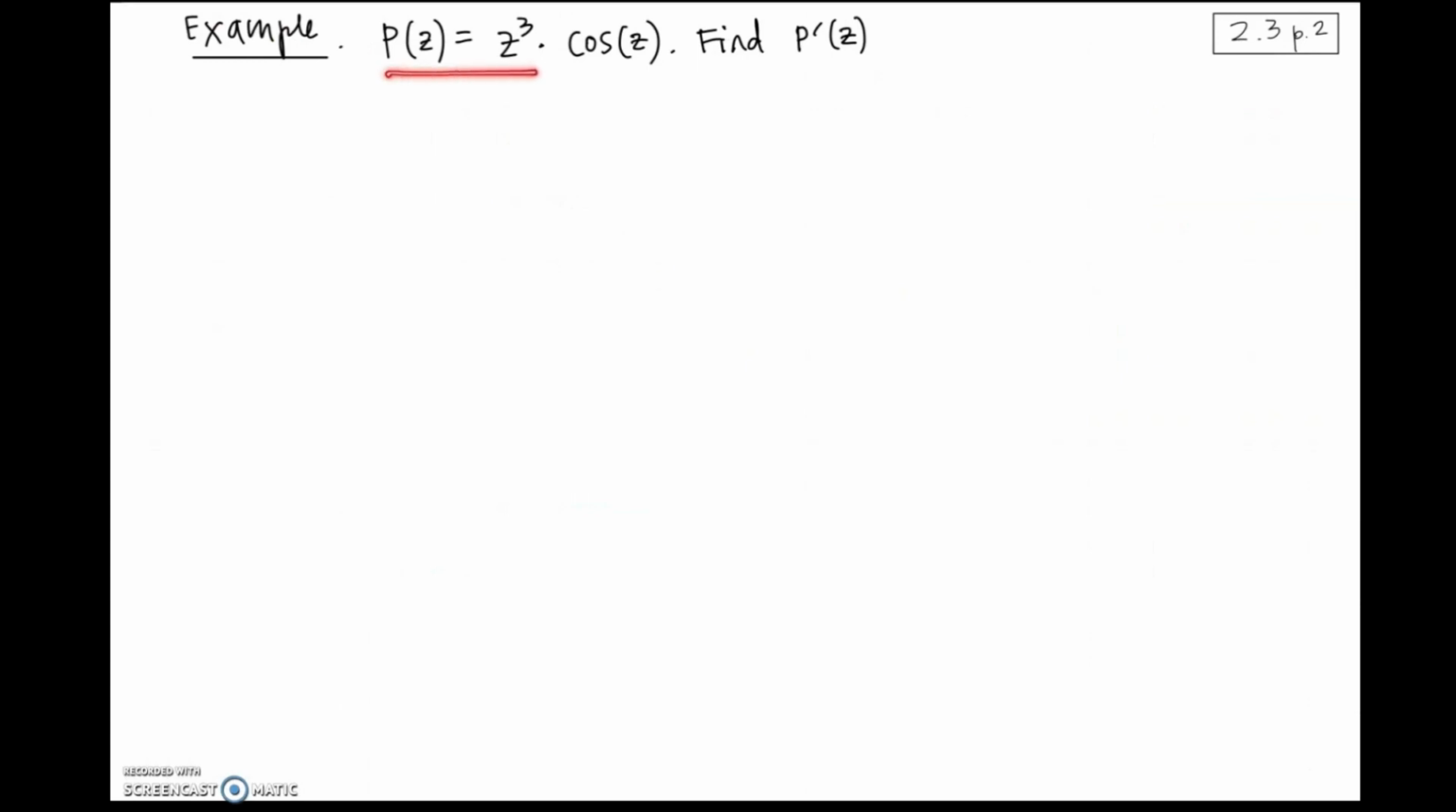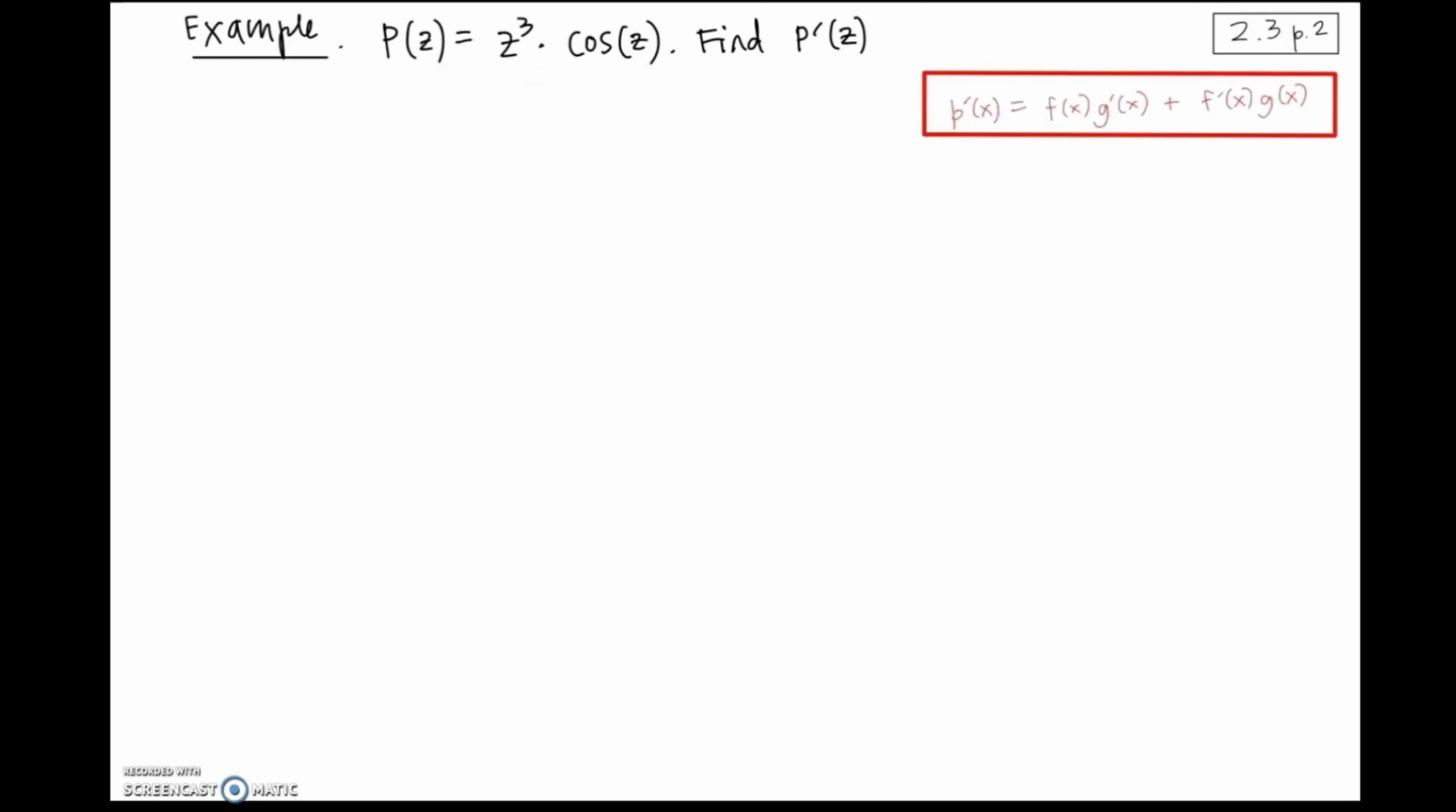Okay, let's go through another example. P of z equals z cubed times cosine of z, and we want to find the derivative p prime of z. And we'll just keep in mind that the derivative of a product will be the first times the derivative of the second plus the derivative of the first times the second. And so here's the first part of that product, and here's the second part of that product.